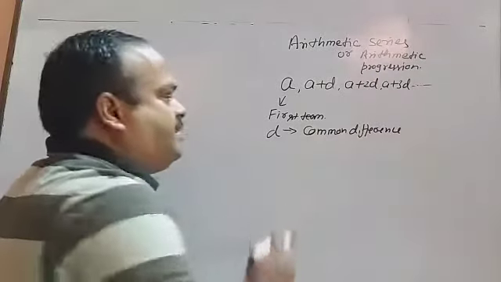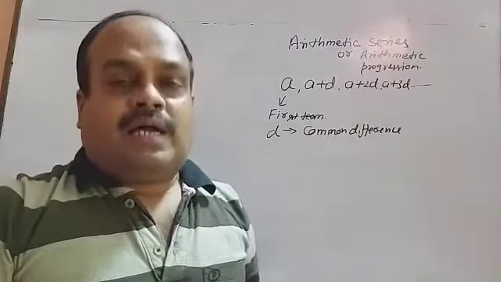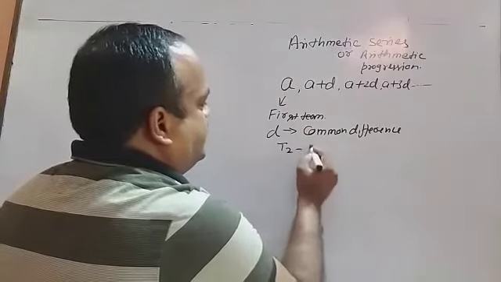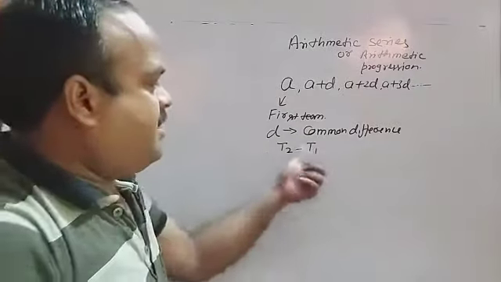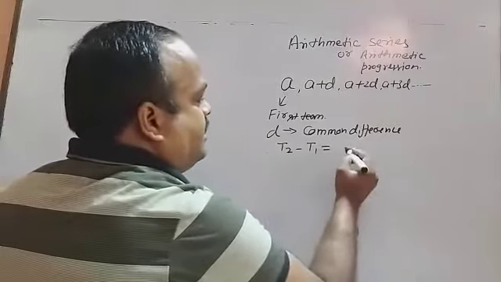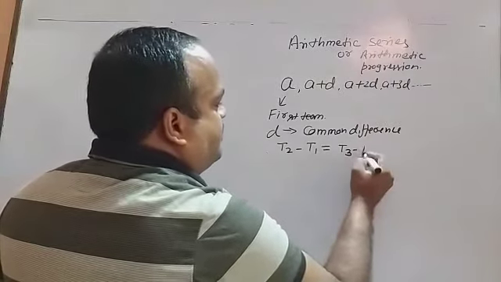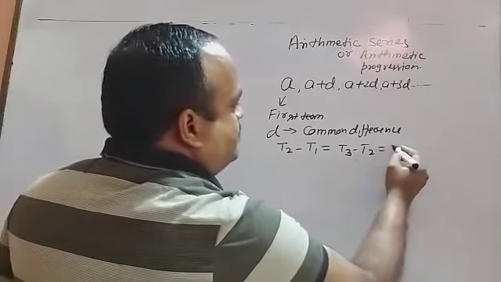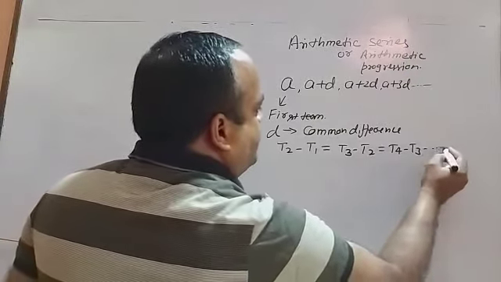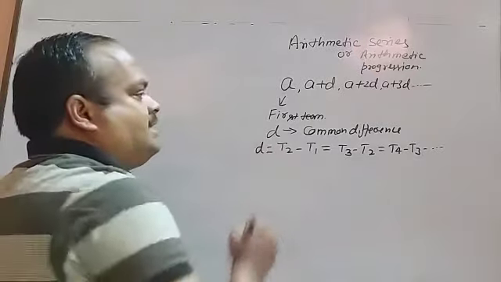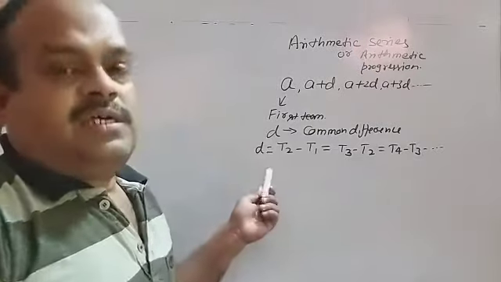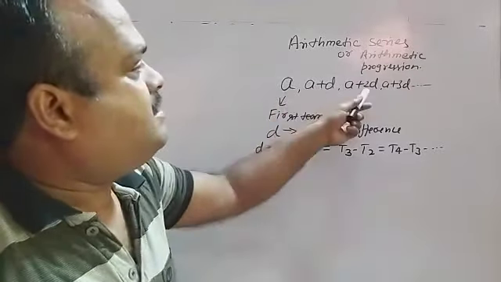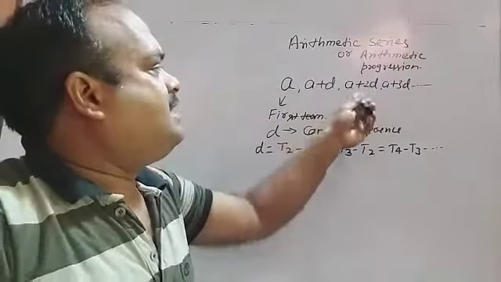And this common difference d we can find out by subtracting the first term from the second term, or the second term from the third term, or the third term from the fourth term, like this. d is the common difference. We can find it out by second minus first, third minus second, fourth minus third term.